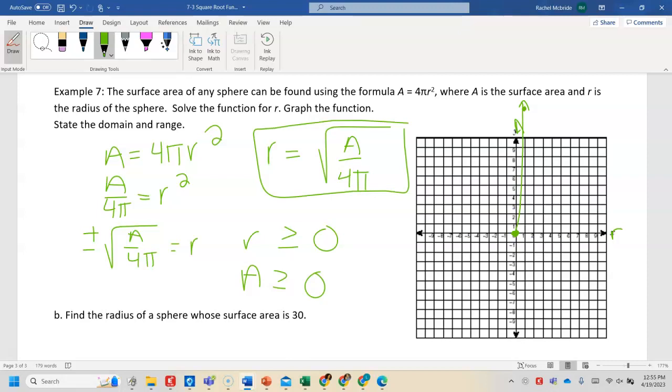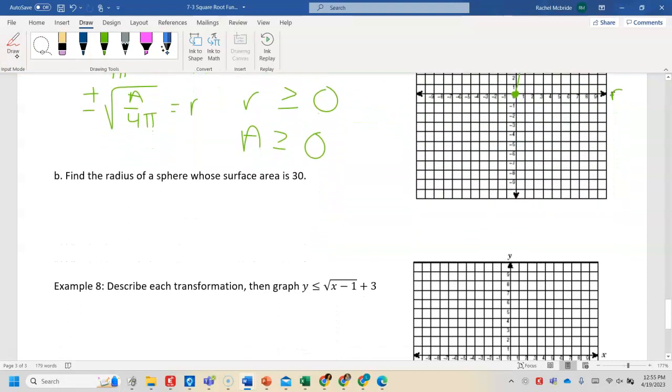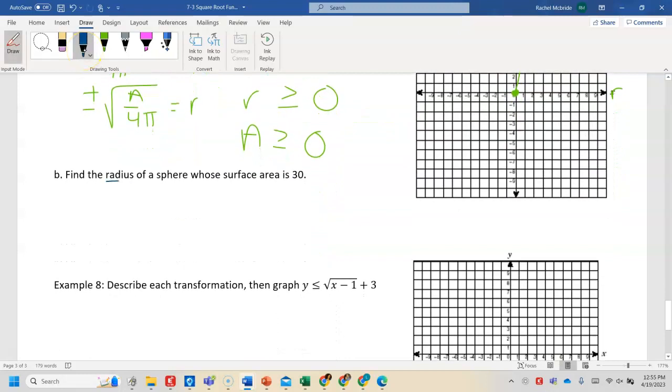Part B is a follow-up to that. It says, find the radius of a sphere, so we're looking for r, whose area is 30. So we just said that r is equal to the square root of A divided by 4 pi. Anytime you're using pi, you're just using the pi symbol on your calculator. So 30 divided by 4 pi inside our radical.